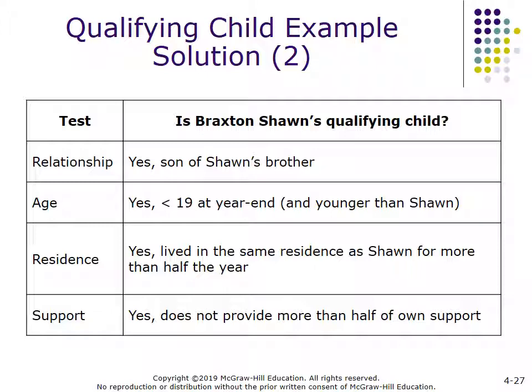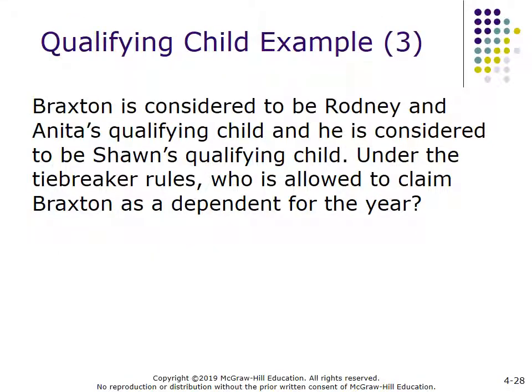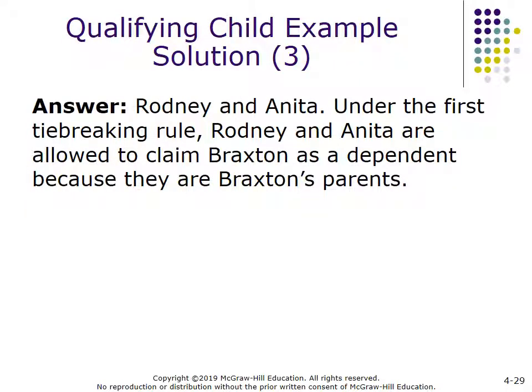Is Braxton less than 19? Yep. Do they live in the same house for more than half the year? Yep. Does Braxton provide more than half of his own support? No. So Sean here can claim Braxton as a qualifying child. He won't, because Rodney and Anita are first tie-breaking rule.